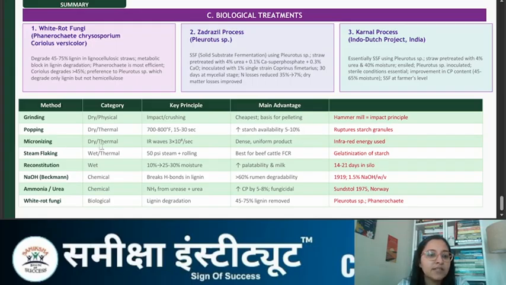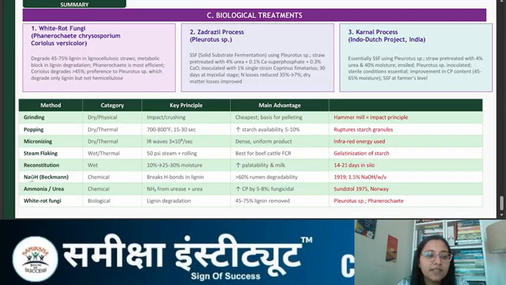Then micronizing, a dry or thermal process, with infrared rays of 3 into 10 raised to power 8 per second or 3 into 10 raised to power 11 per second. A dense and uniform product is produced, using infrared energy. Steam flaking, a wet or thermal process, 50 psi pressure, steam alongside rolling, gives gelatinization of starch. Then reconstitution, a wet method, where 10% moisture is increased to 25 to 30%. There is improved palatability and milk, and it can be utilized in silos.